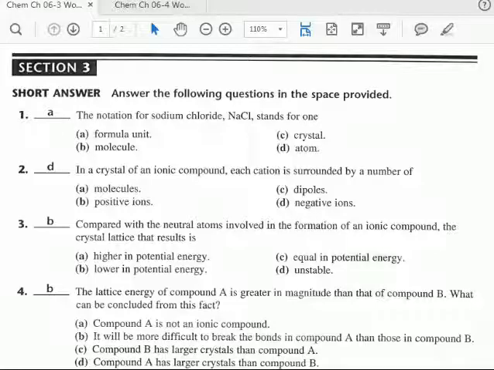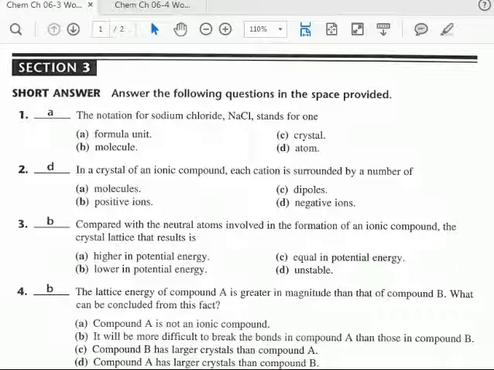Number 4. I got a lot of questions on this particular problem in class. Okay? Let's try to unpack it here. The lattice energy of compound A is greater in magnitude than that of compound B. What can be concluded from this fact?